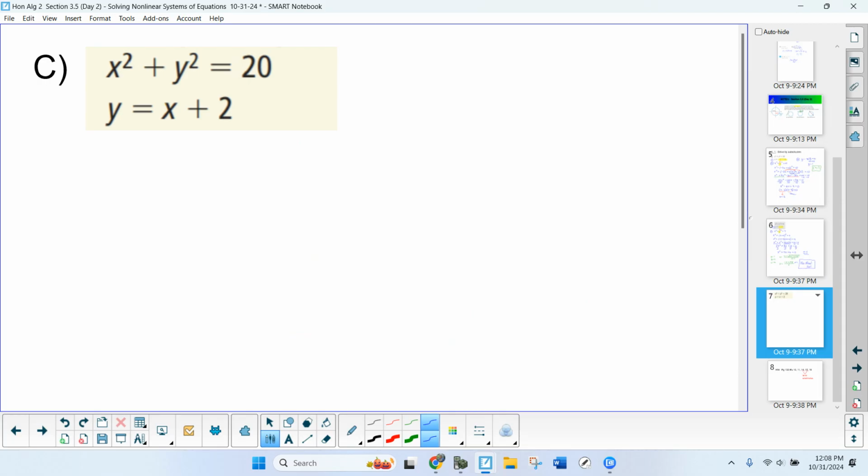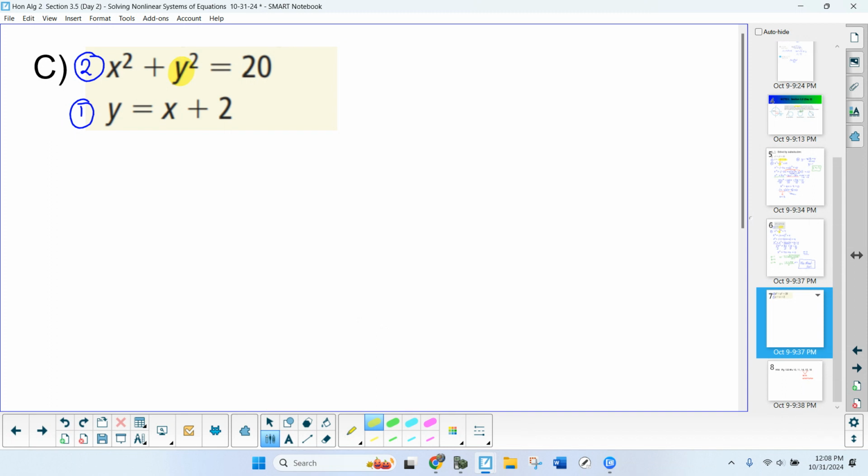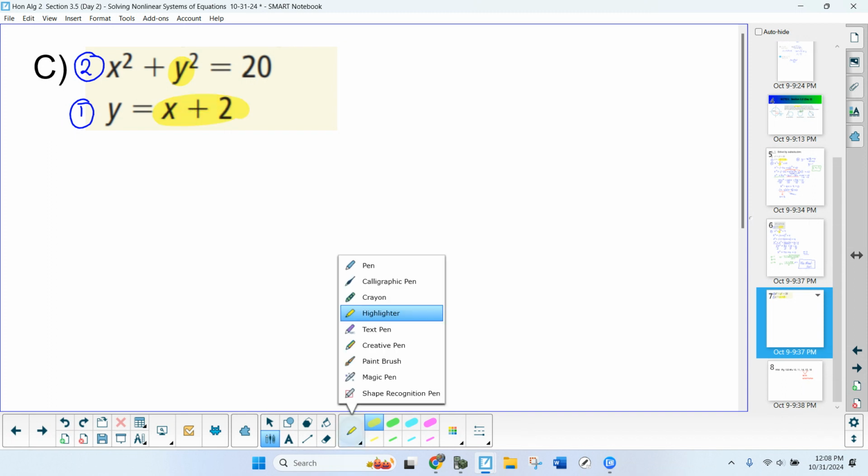Step 1. This is the hardest one. Okay, we've covered one solution and we covered no solution. So what do you think this one's going to be? All right, let's see how this works. Step 1. Is it done for you? Step 2. You're going to go into the other equation, and everywhere you see a y, you're going to plug in that.